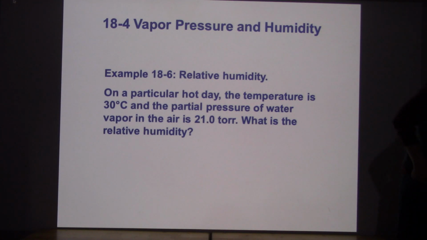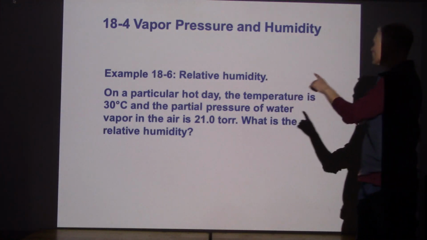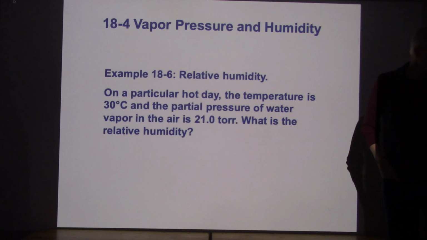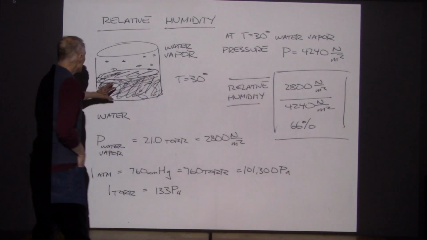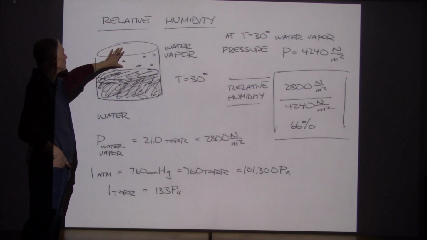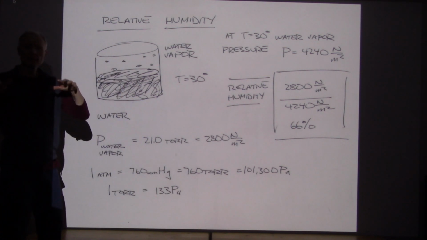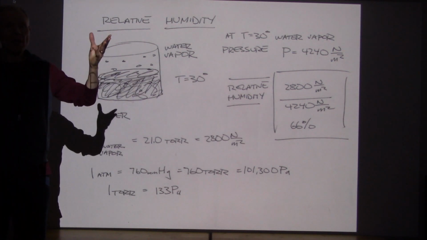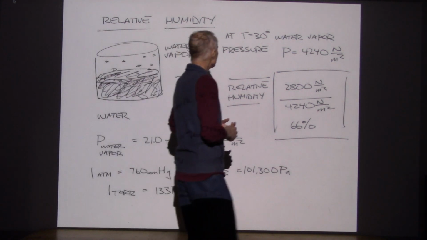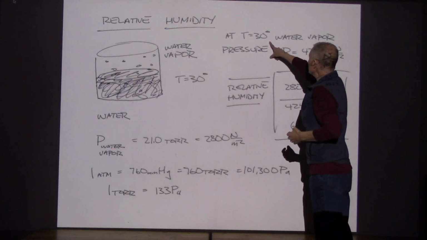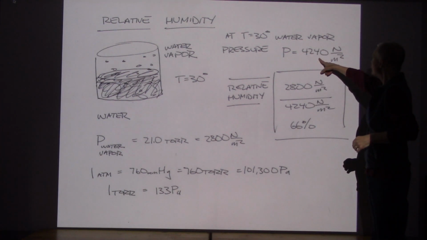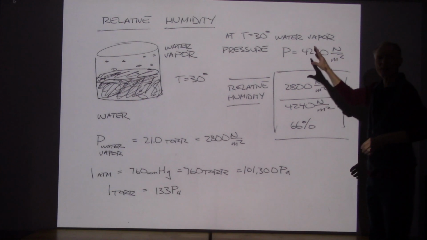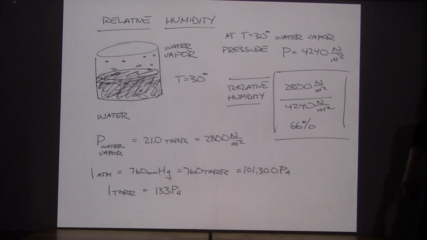All right, so here we are with this problem that they've given us. The temperature outside is 30 Celsius. Here's a container of water, and here are the water vapor molecules that are in the air on that particular day. Now, at 30 degrees Celsius, water vapor pressure in equilibrium would be 4,240 newtons per square meter. We just got that off the table, and it says at equilibrium, that would be the partial pressure.